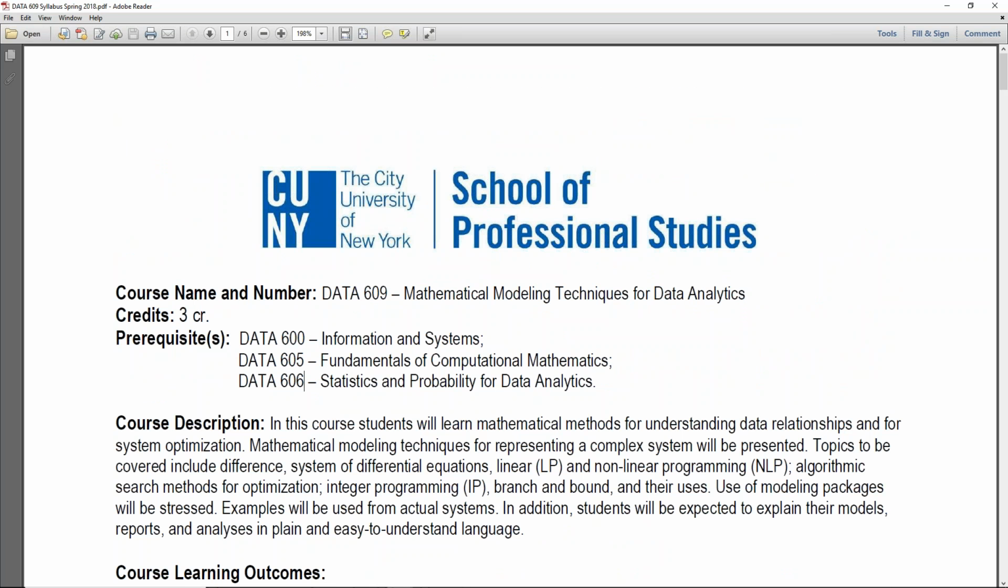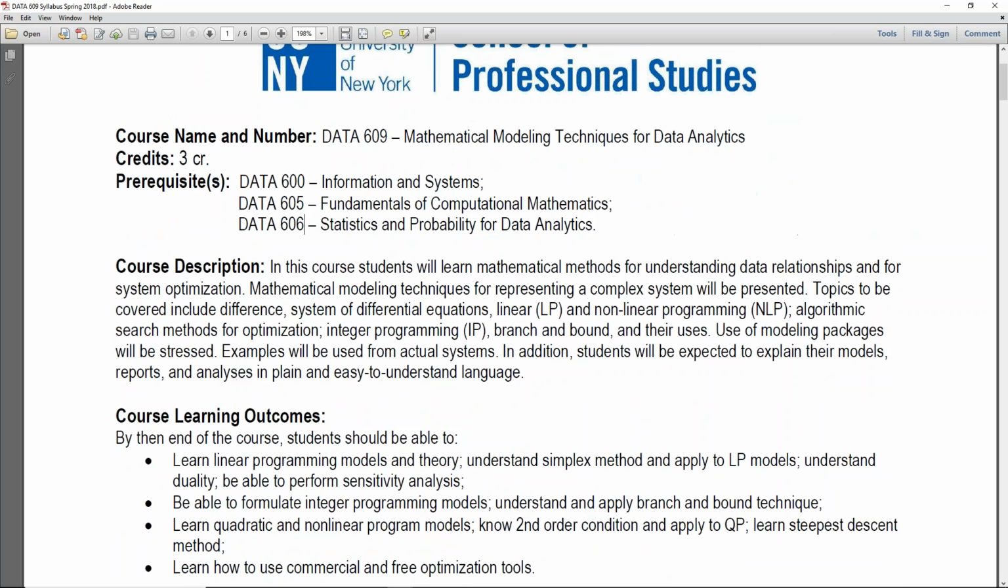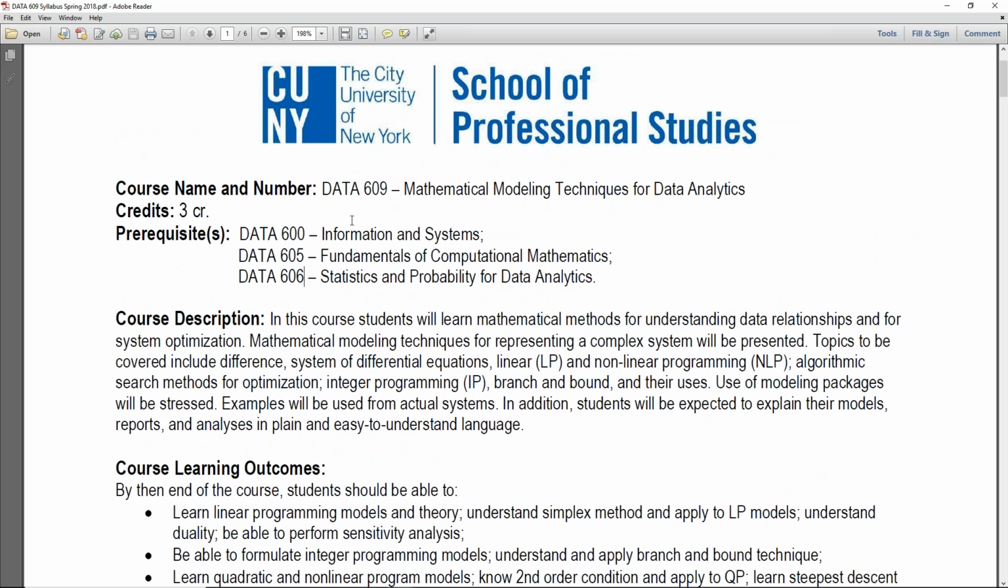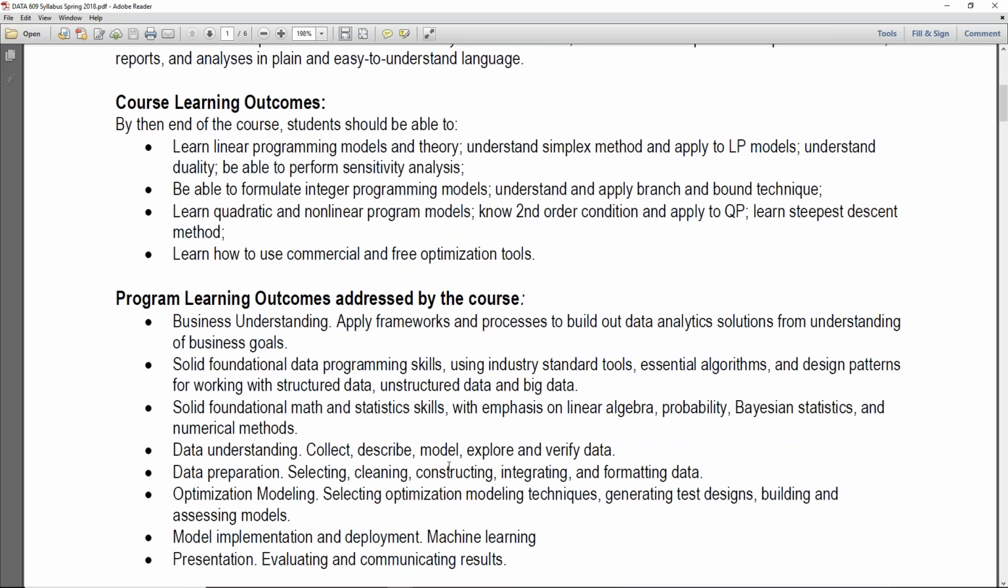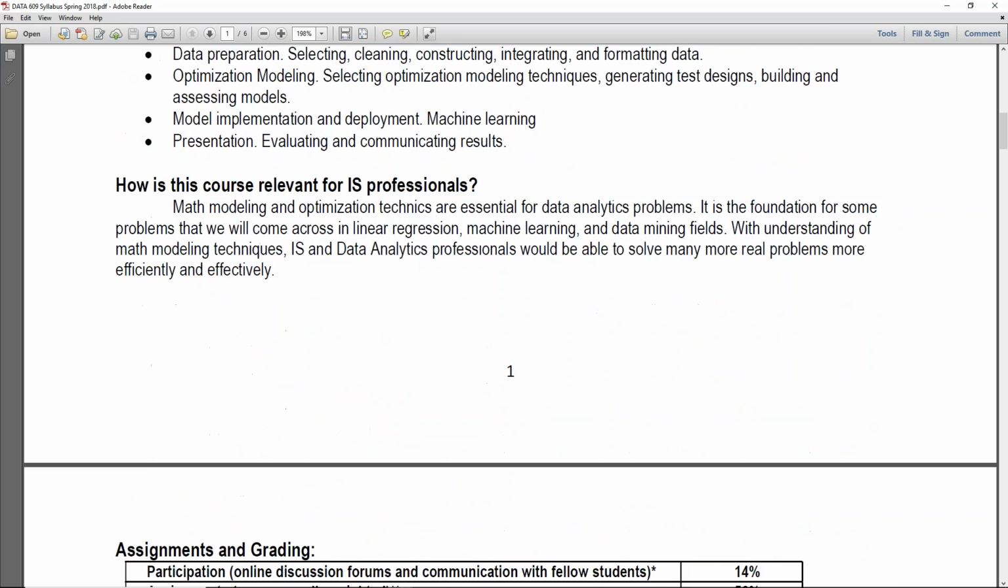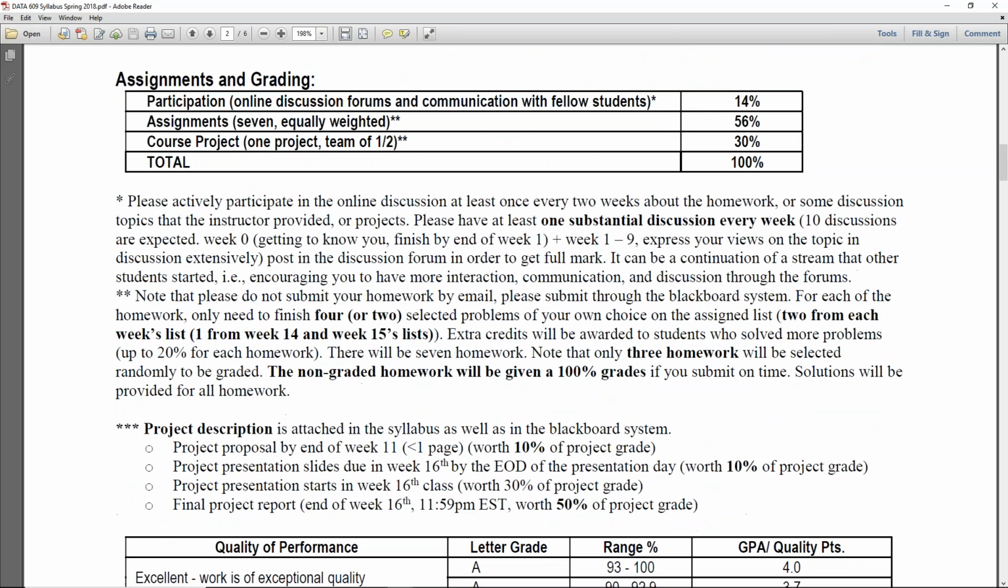Okay, let's just backtrack. This is the syllabus, starting from the course description and learning outcomes, and then the learning outcomes addressed by the course, and then here is the grading that we're trying to cover. And then again, it's 14% participation, 56% assignments, and 30% project. And then one substantial discussion every week.